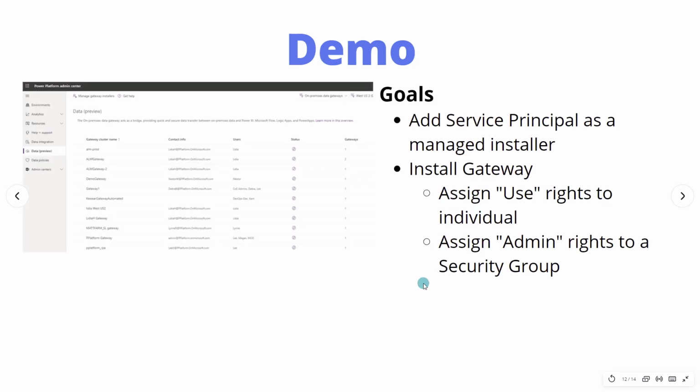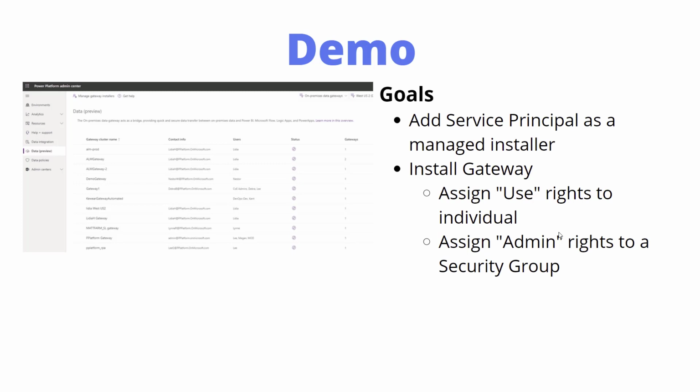Okay, so let's get into a demo. Now, what are the goals for the demo? Number one, we're going to add a service principal as a managed installer. If you're not interested in service principals, as I mentioned before, don't worry about step number one. Then step number two is we're going to install a gateway on a machine. We are going to assign use rights to an individual.